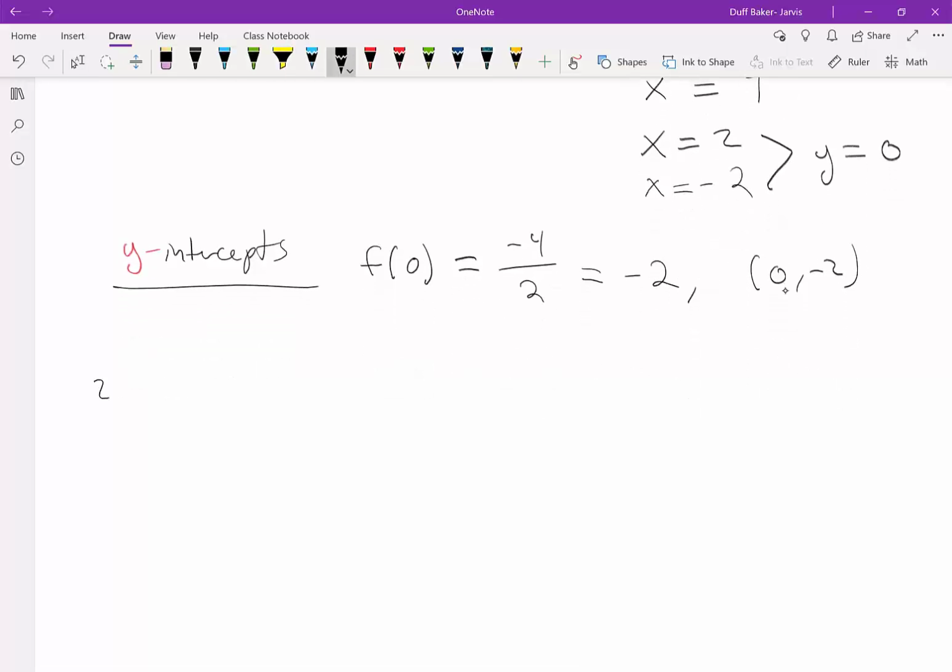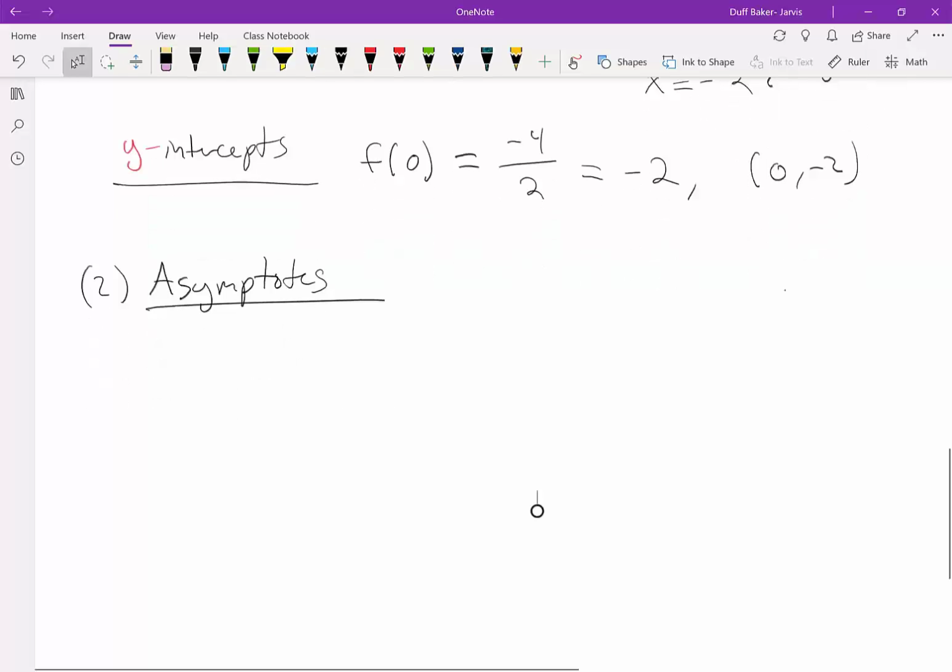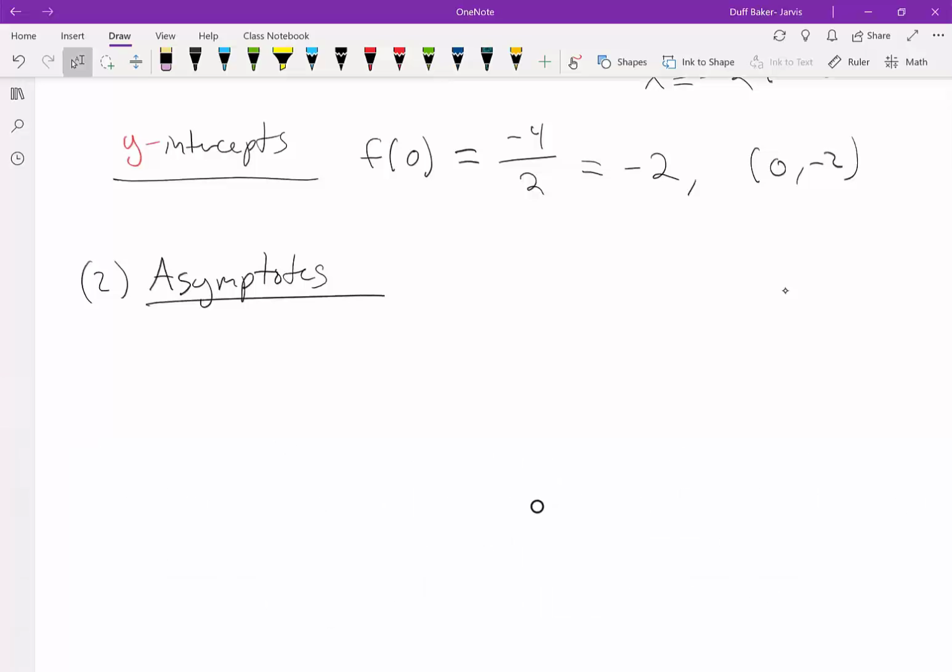So number 2, I'm saying find the asymptotes. And so for us, there's really three types of asymptotes. There's vertical asymptotes, horizontal asymptotes, and slant asymptotes. So let's do these one at a time. And maybe I should write out these words. So let's first do vertical asymptotes.